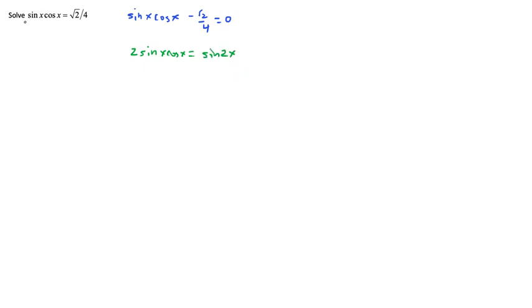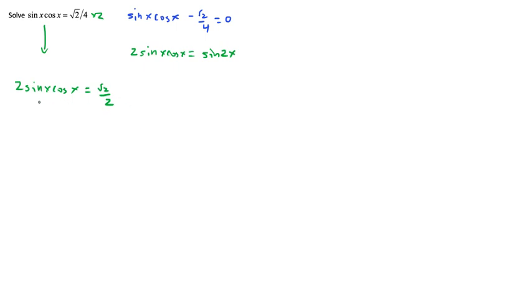So, wait a minute. Let's try multiplying both sides by 2. If I multiply by 2, I'm going to get 2 sine of x cosine of x. And if I multiply this by 2, I'm just going to get radical 2 over 2. And that looks a lot better, right? Because radical 2 over 2, I know that that is on the unit circle.